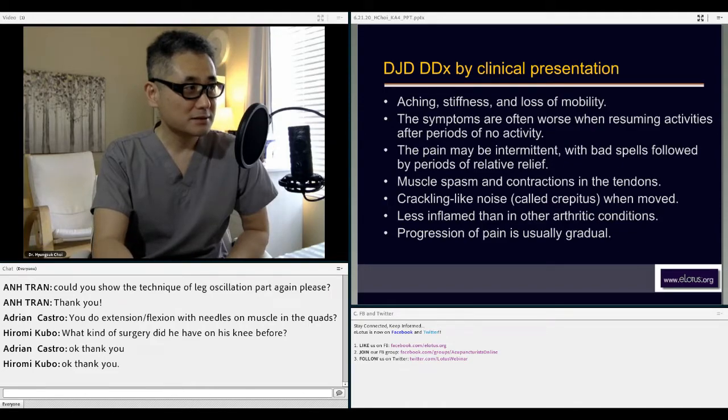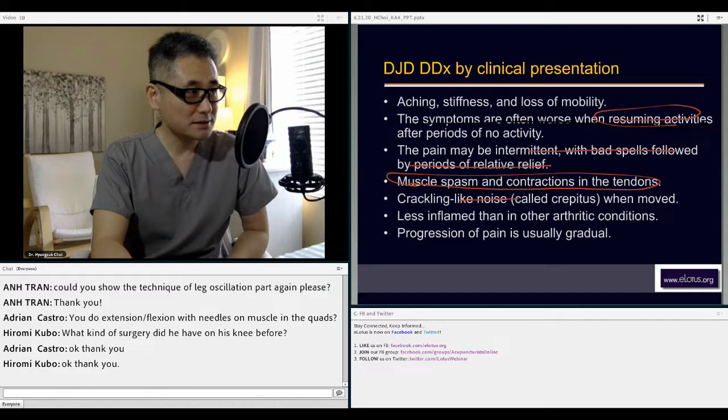Loss of mobility. Symptoms are often worse when resuming activity, with bad spells followed by a period of relative relief, muscle spasm and contraction in the tendon. So this is the reason I apply 근동침 for osteoarthritis patients.